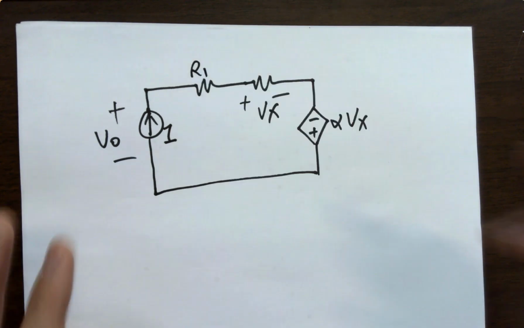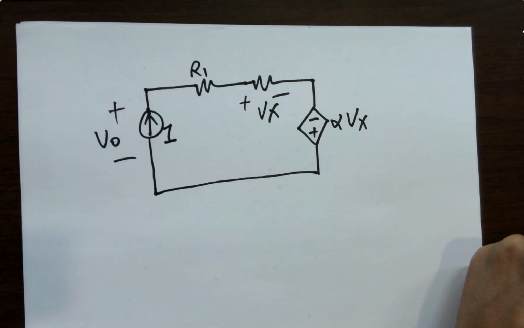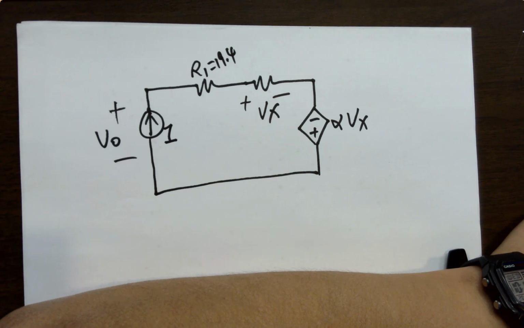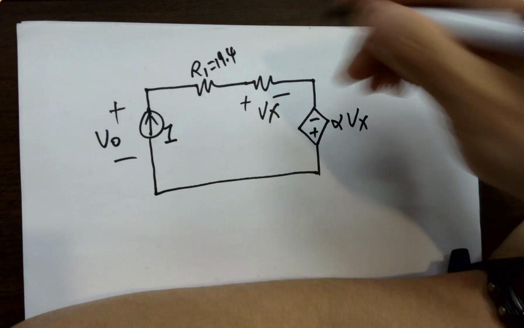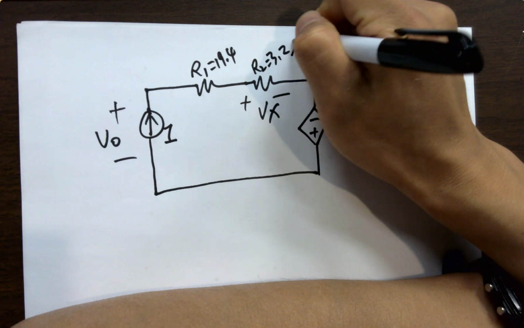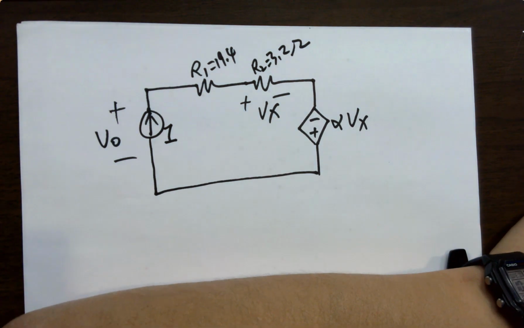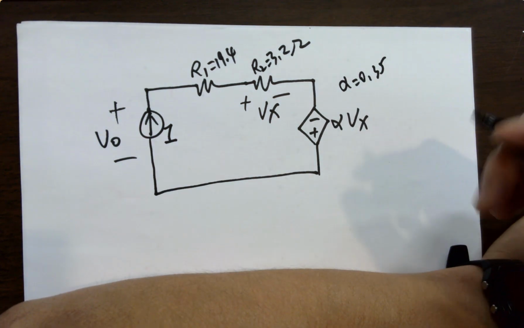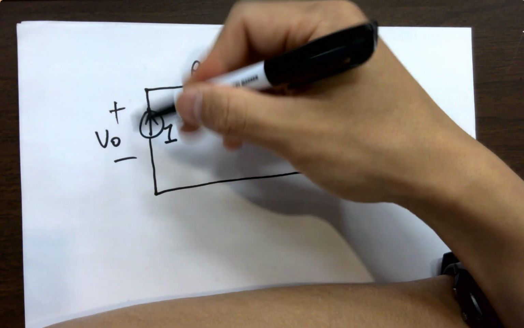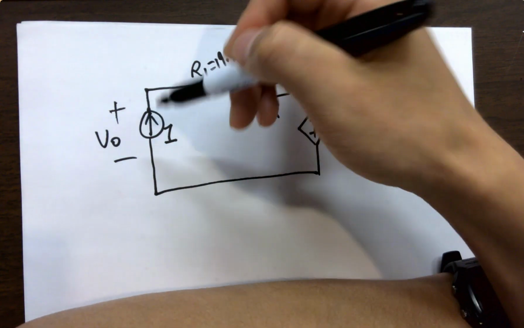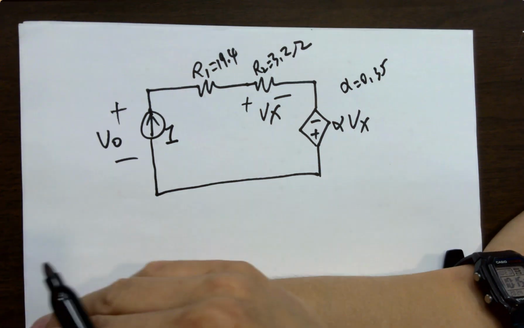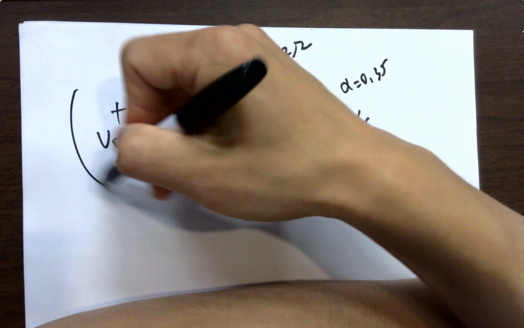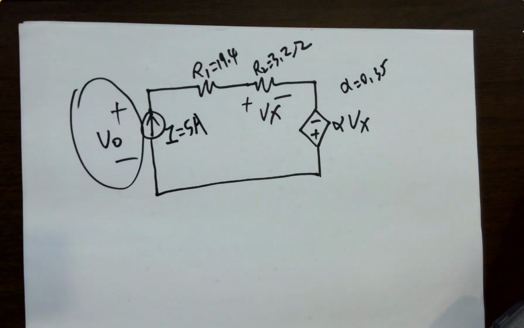R1, I think the problem tells you R1 is 19.4 ohms. R2, 3.2 ohms. Alpha, 0.35 something. The drop across the current source is labeled as VL. And the I is also given, which is 5 amps going up. So it's asking you to calculate VO. Could you do that?